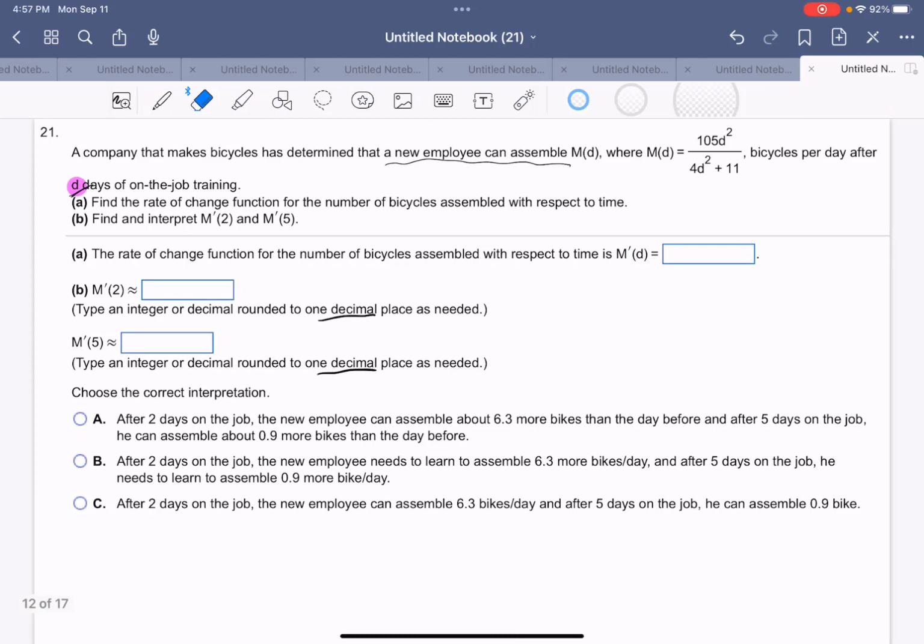So 6.3 and 0.9. So the interpretation is, after 2 days on the job, the employee can assemble about 6.3 more bikes than the day before, and after 5 days on the job, he can assemble about 0.9 more bikes than the day before. So our correct answer is that choice A.